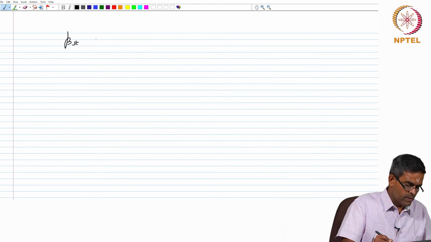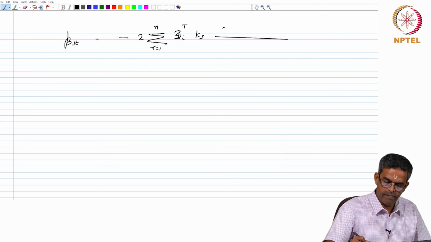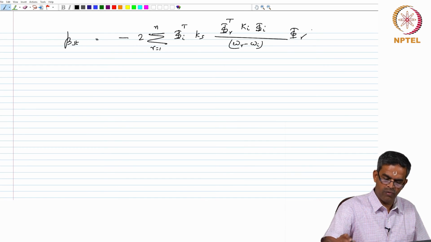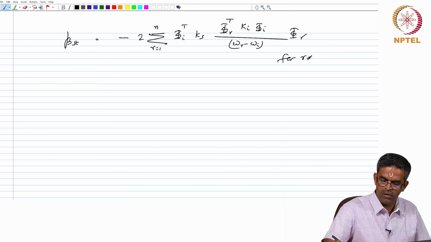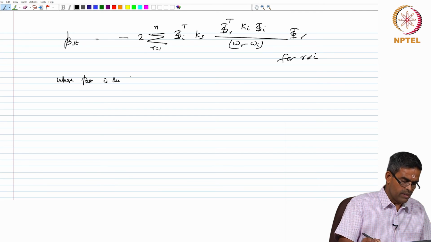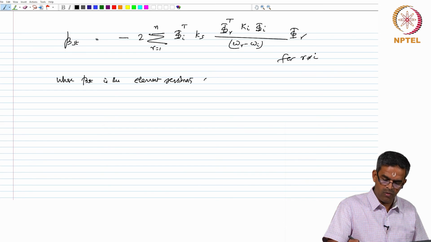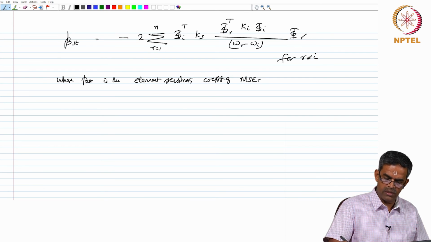Beta st is given by minus twice, summation r equals 1 to n, phi I transpose Ks phi r transpose Kt phi I by omega r minus omega I of phi r, for r not equal to I, where beta st is the element sensitivity coefficient of modal strain energy correction.